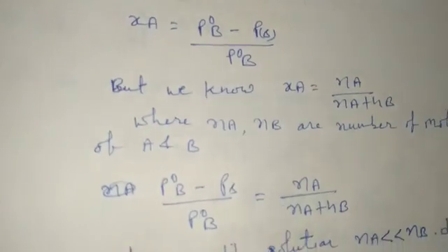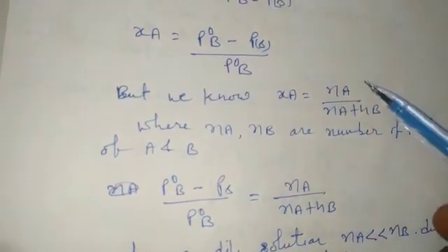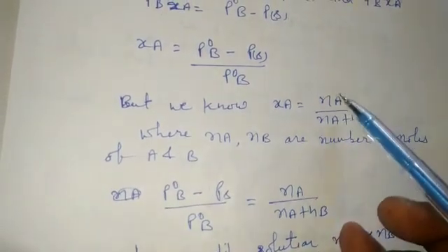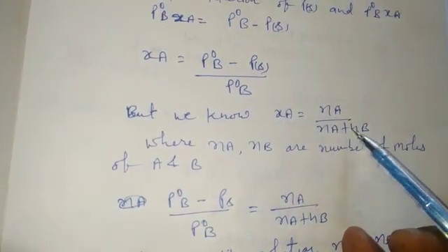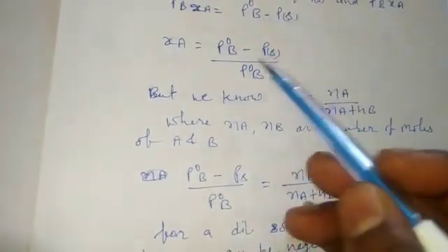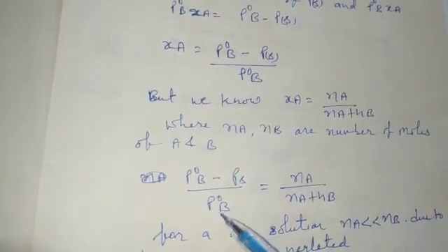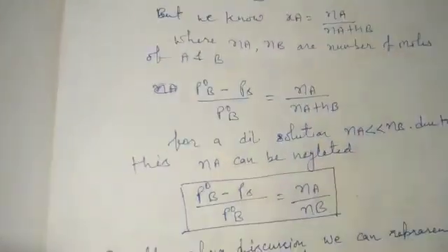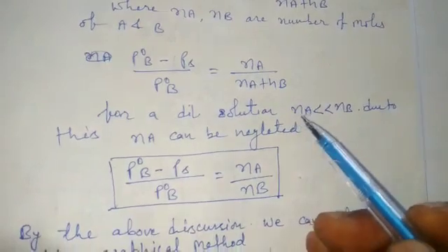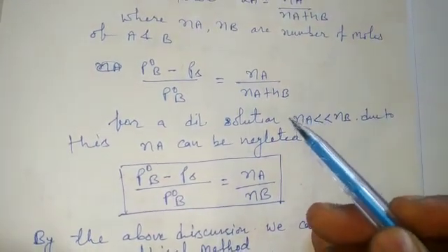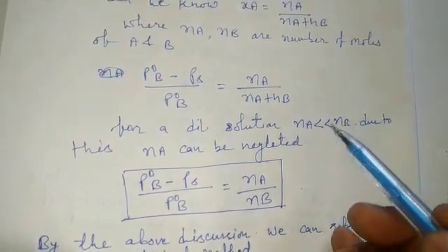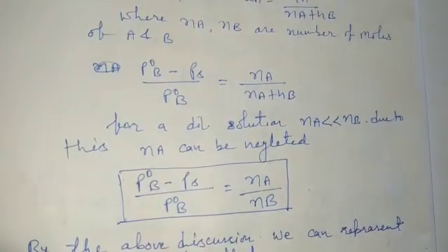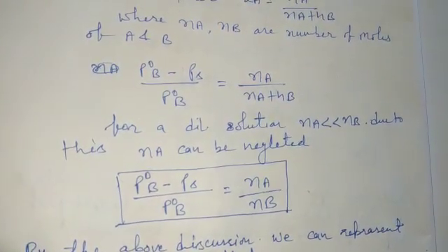Now we know that the mole fraction Xa equals Na divided by Na plus Nb, where Na and Nb are the numbers of moles of A and B. So by putting the value of Xa in the equation, (P naught B minus Ps) divided by P naught B is equal to Na divided by Na plus Nb. But for a dilute solution, the number of moles of solute is less than the number of moles of solvent. Due to this, Na can be neglected in the denominator. So (P naught B minus Ps) divided by P naught B equals Na divided by Nb.